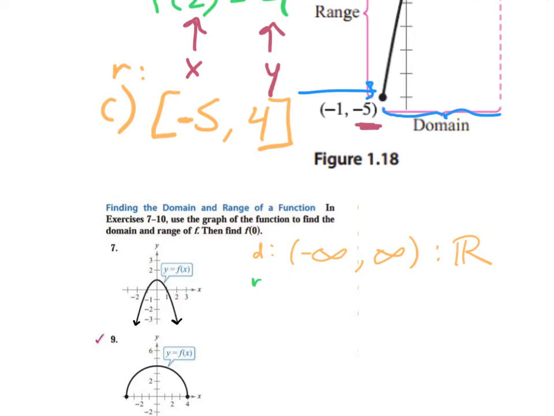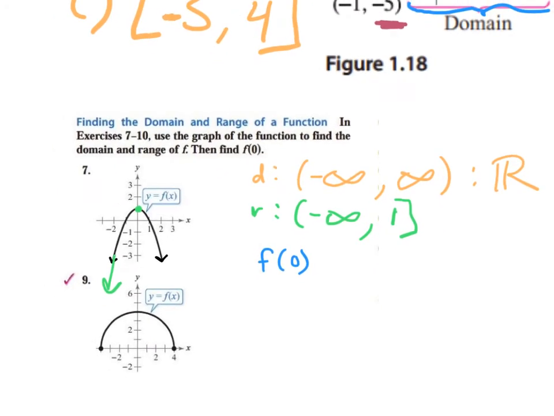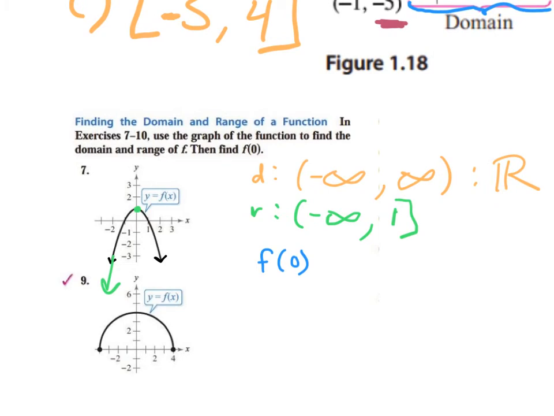Next we have our range. Our graph we see is going down forever. Those arrows just show that it's always going downwards. So it's going to start at -infinity, and then our highest point here is at positive 1. So our range is going to be from negative infinity to 1. And then the last thing it asks for is f of 0. We look at our graph and we see when x is equal to 0, what is our y? That's going to be this point up here. So when x is equal to 0, our y is 1. So f of 0 is 1.